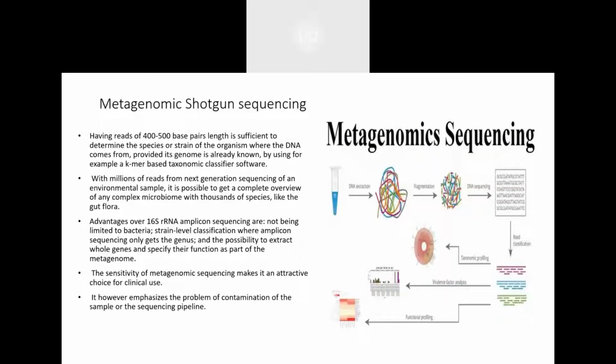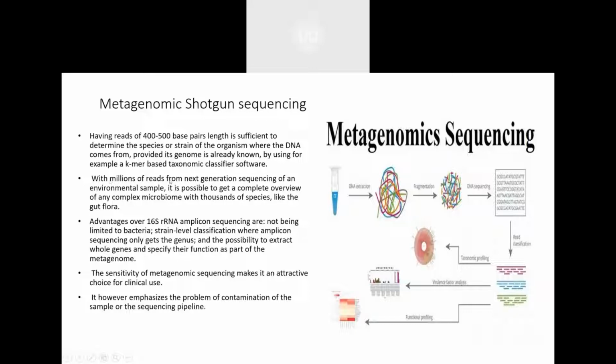Next, coming to another form of shotgun sequencing, that is metagenomic shotgun sequencing. So, what is this all about? Having reads of 400 to 500 base pairs length is sufficient to determine the species or the strain of the organism where the DNA comes from, provided its genome is already known. By using, for example, a k-mer-based taxonomic classifier software. I didn't mention details about the k-mer, but this is a kind of software that we can use for this classification, which I know theoretically.